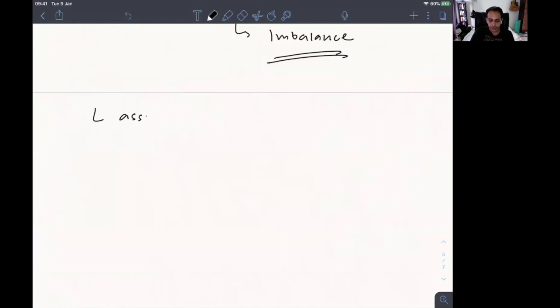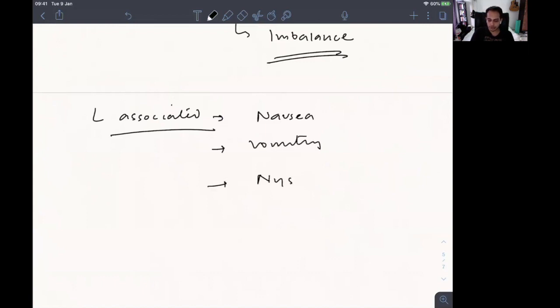There are associated complaints like nausea, vomiting, and nystagmus.